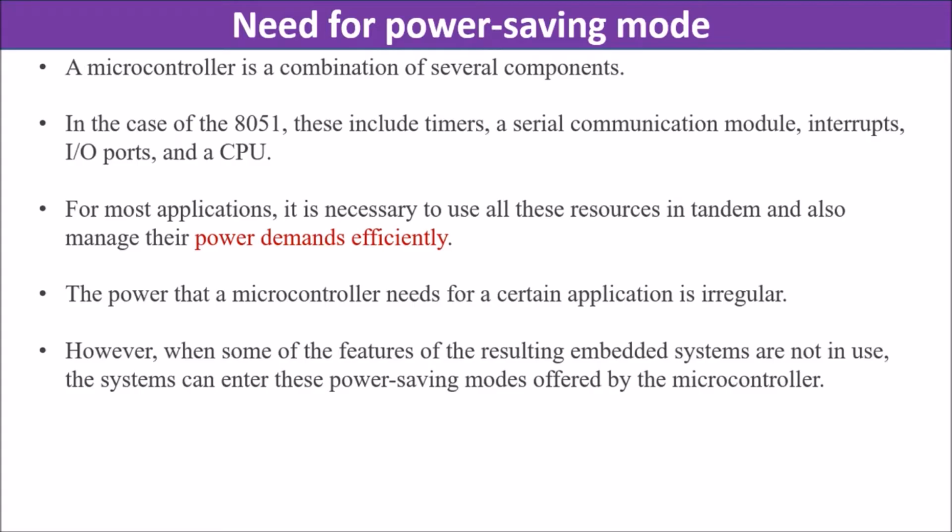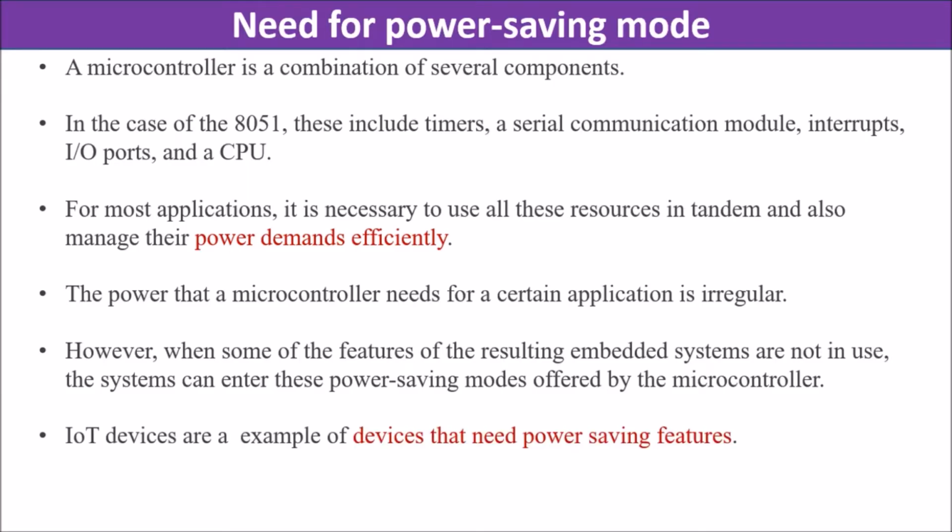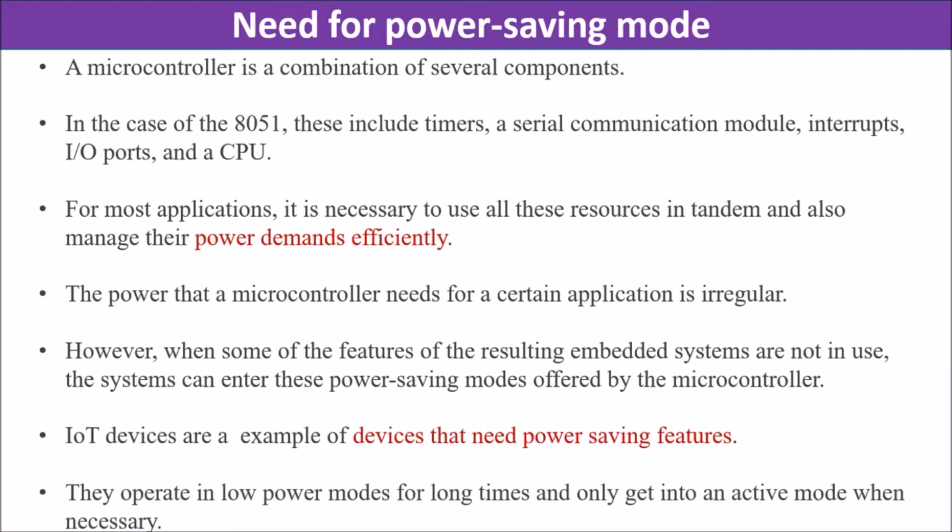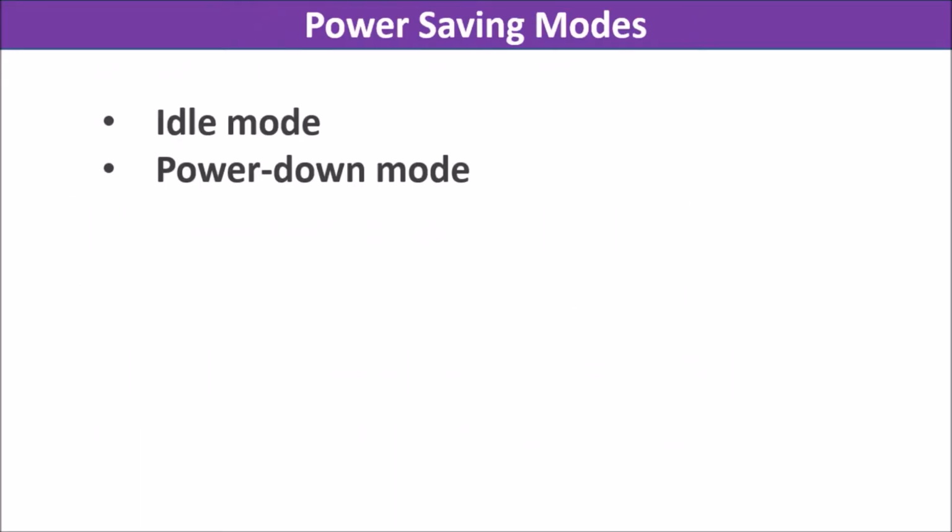When some of the features of an embedded system are not in use, the system can enter power saving modes. IoT devices are an example of devices that need a power saving feature. Even our mobile needs power saving so that battery life will be longer. These IoT devices operate in low power modes for long times and only get into an active mode when necessary. Because of this, we need a power saving mode in microcontrollers.